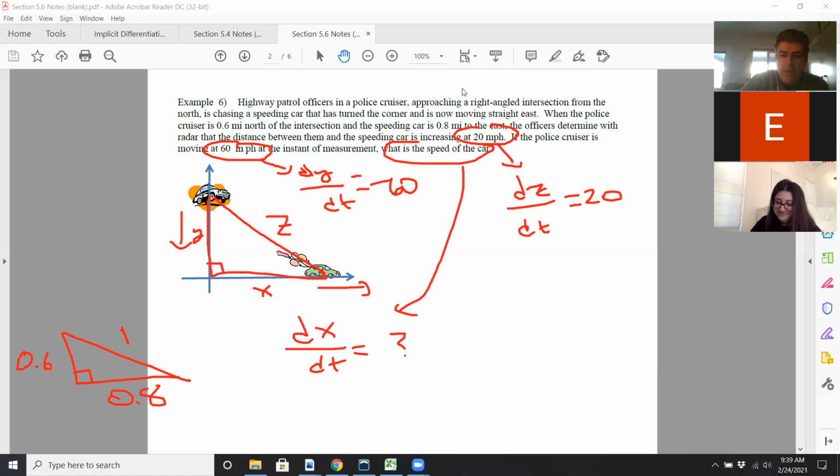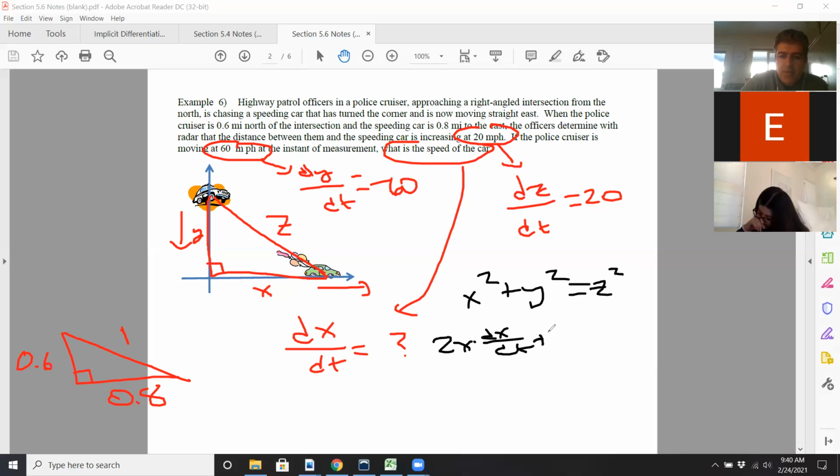So now when we actually get to the heart of the matter, this is the equation that you're working with. This is what relates everything. Take the derivative, which is really easy, with respect to time. So 2x times dx over dt plus 2y times dy over dt equals 2z times dz over dt.